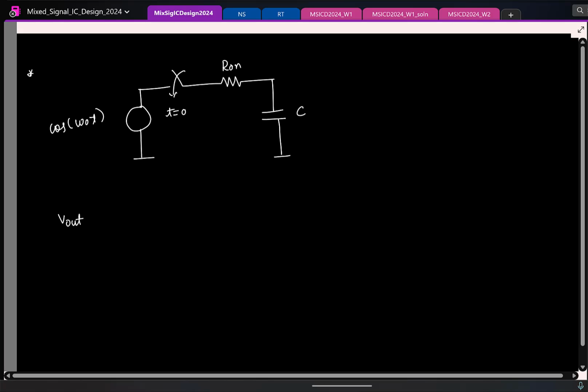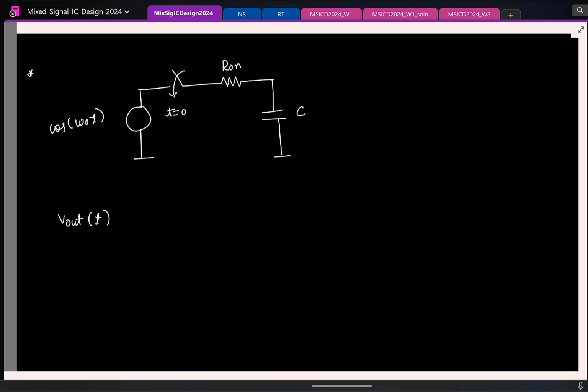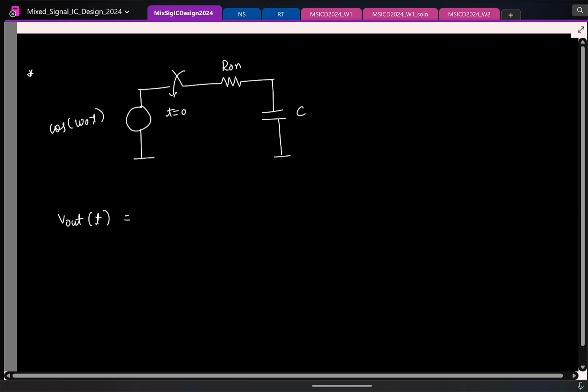This is not high pass, but V out of t. How will V out of t look like? No, you are again going to the frequency domain. I am asking time domain. It's not integration. At least in steady state, how will the output look like? See, what is the frequency response h of j omega, from V in to V out? It is 1 by j omega C divided by R plus 1 by j omega C.